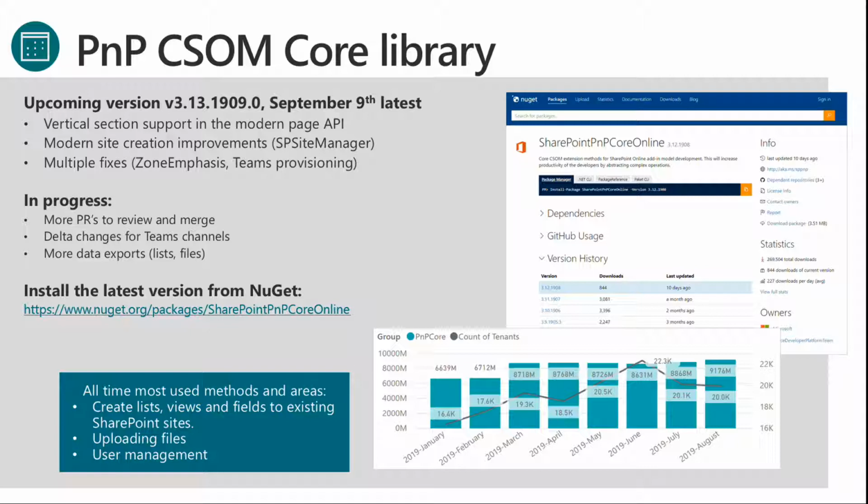One is around zone emphasis. So we saw sometimes zone emphasis being set as undefined in the modern page, which actually broke the API and the provisioning, which has been fixed now, and there are some Teams provisioning enhancements as well. So looking forward, more to come is definitely more PRs to review and merge. And there's still work on our plate around Delta change handling for Teams and data export. Being able to export more data by default from the engine, compared to where we now only allow you to export all the pages, but not the actual content. I think that's it, Vesa, for the PnP CSOM Core library.